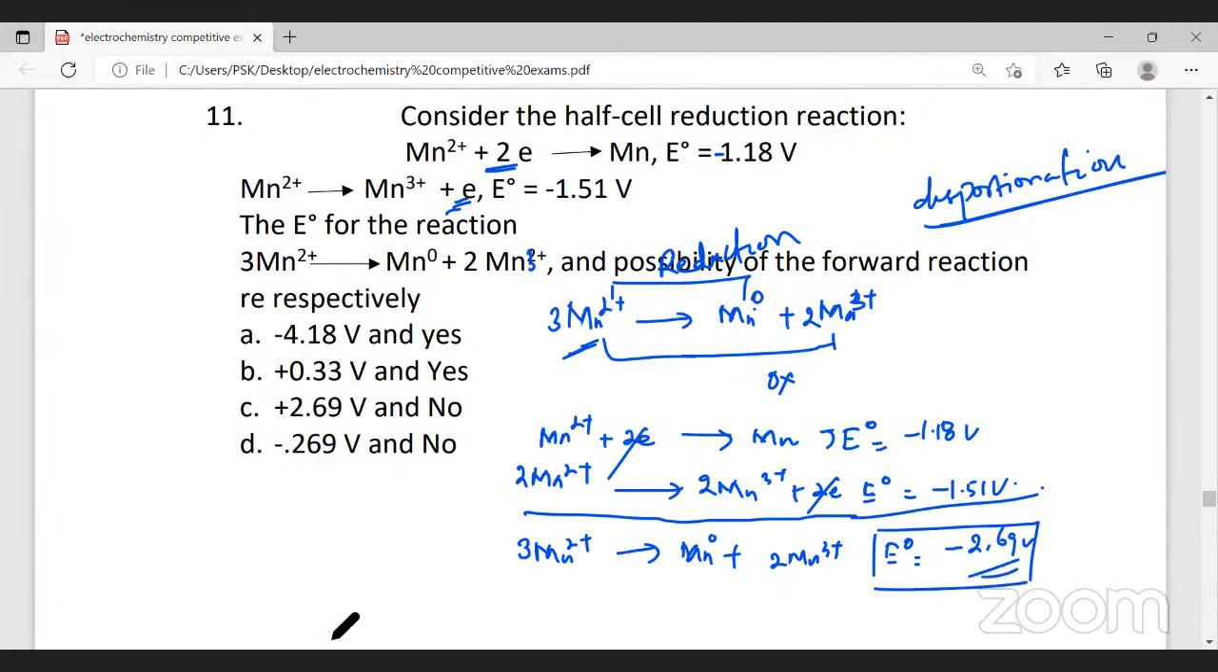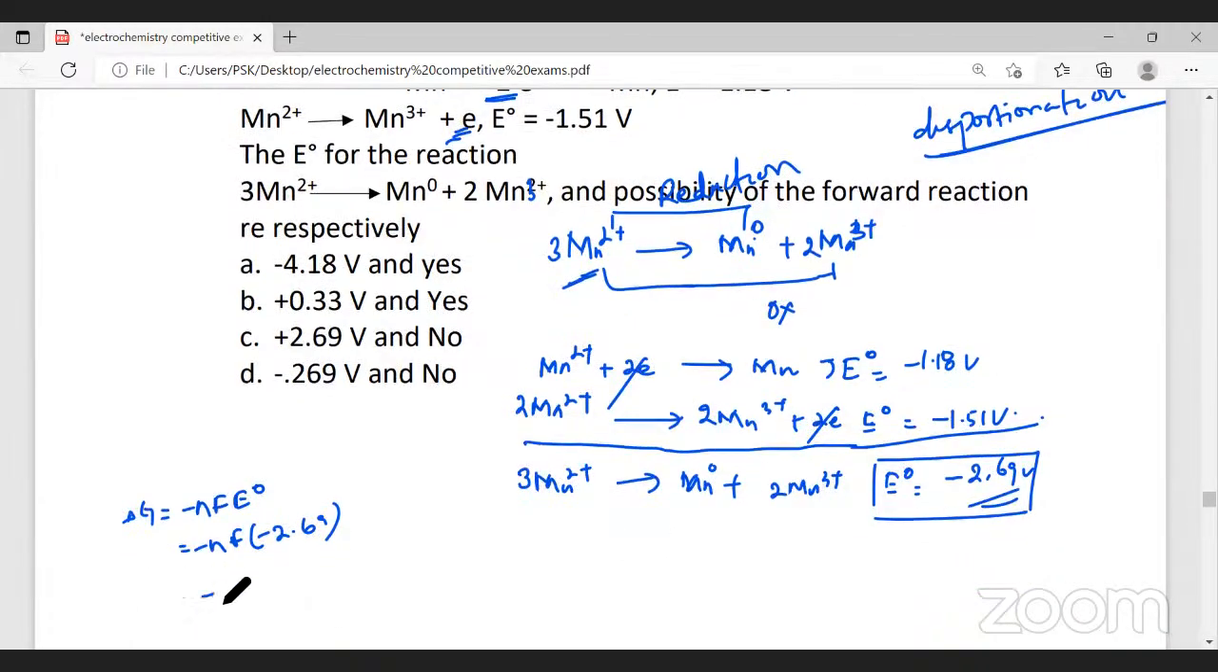When E naught value is negative, we know the relation free energy delta G is equal to -nFE naught. Since E naught value is negative, it's -nF into -2.69, so you will get the value nF times 2.69. That means delta G value, you are getting it as positive. When free energy is positive, it is called a non-spontaneous reaction. When free energy is negative, then it's a spontaneous reaction.